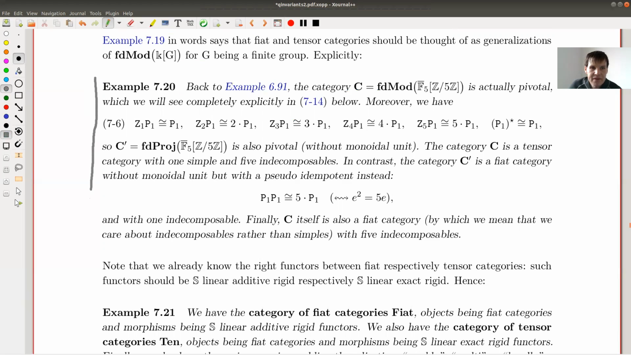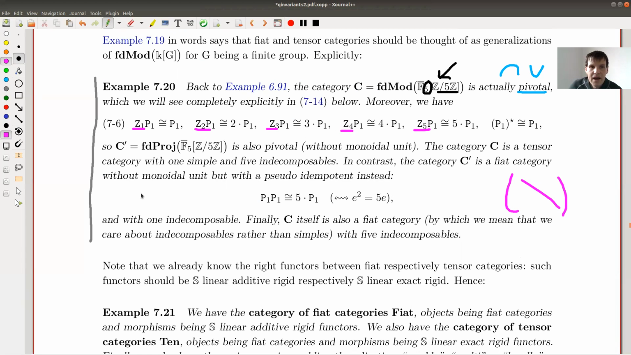So maybe you remember my example of what it was, this one here. So characteristic 5, and I take Z mod 5. It's kind of a bad mixture, right? Z mod 5 and characteristic 5. And it's not so hard to see that this is actually pivotal. So it's rigid. So that's fine. You have cups and gaps. Well, that's no problem. And in the example before, I classified the indecomposable objects. This was Z1, Z2, Z3, Z4, and Z5. And they were given by those Jordan blocks of the corresponding lengths.